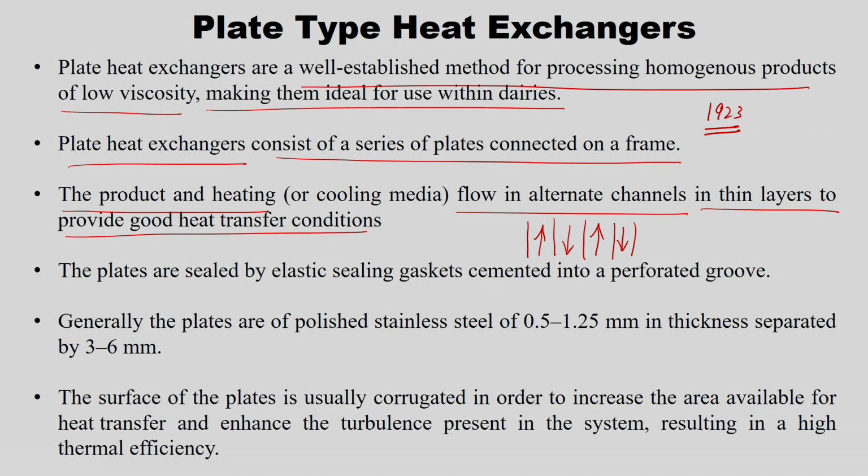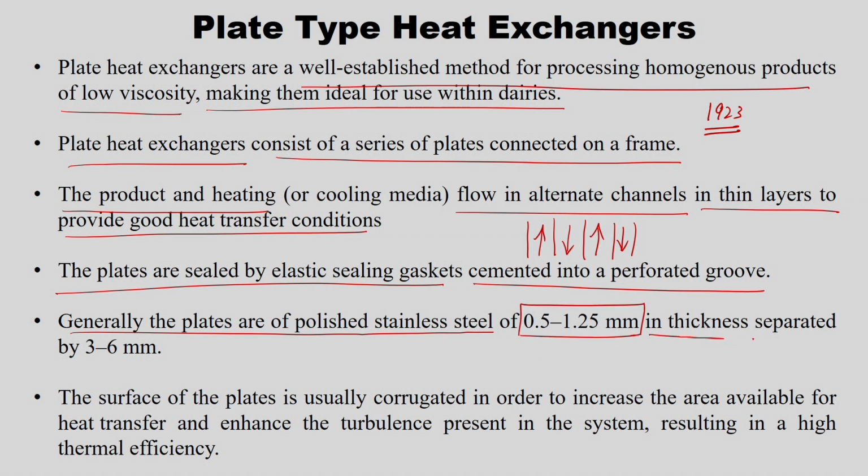So, this is the way the alternate channels are arranged. The plates are sealed by elastic sealing gaskets cemented into a perforated groove, right. Generally the plates are of polished stainless steel, about 0.5 to 1.25 mm in thickness, separated by 3 to 6 mm. So, these plates are of stainless steel, the thickness is 0.5 to 1.25 mm, and they are separated by a distance of 3 to 6 mm. They are sealed by elastic sealing gaskets cemented into a perforated groove. So, this we will see in a picture.